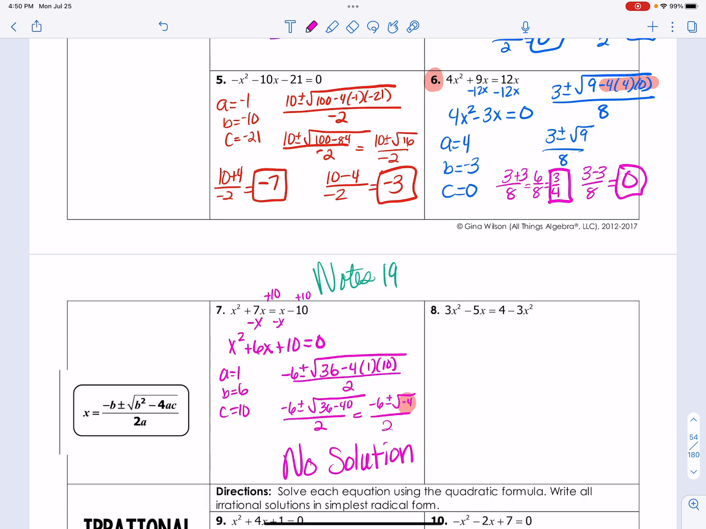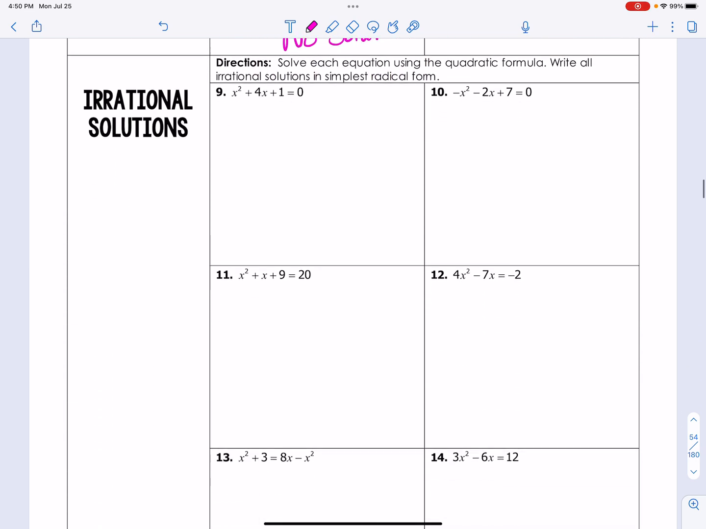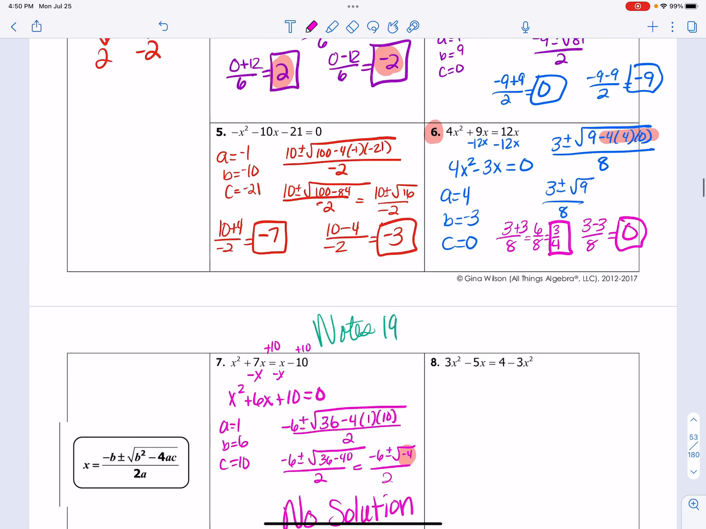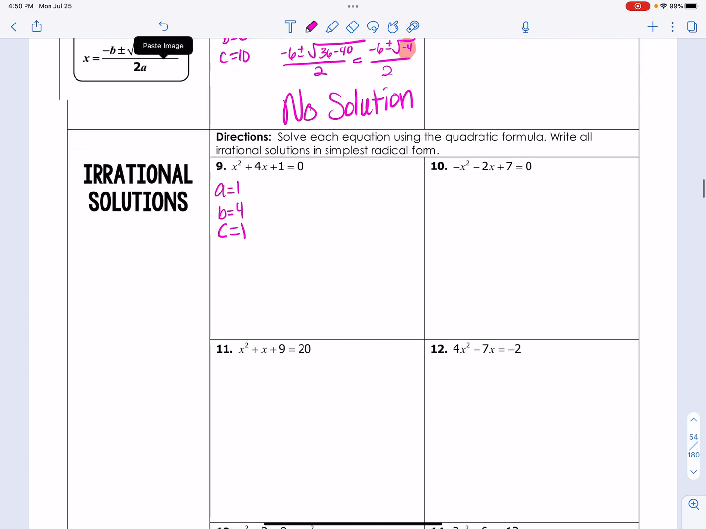Now, all of these are going to probably be factorable. So let me show you the real reason we're learning this. The real reason we're learning it is for questions like 9. Okay, 9, my A is 1, my B is 4, my C is 1. So, oops, let's move this down.